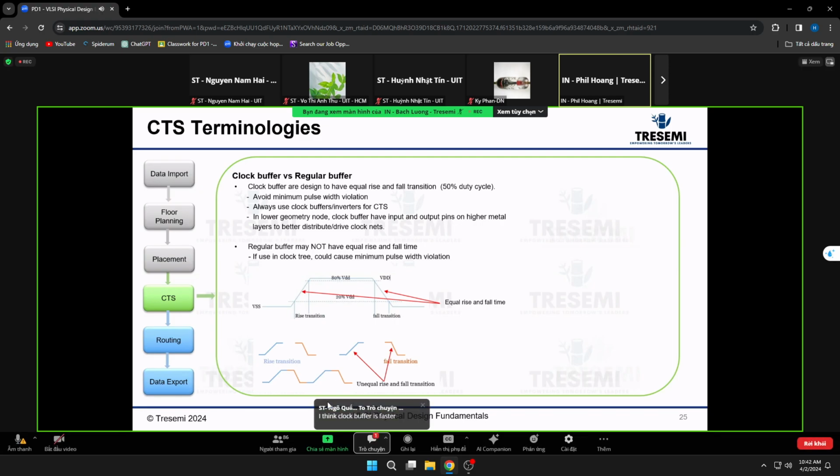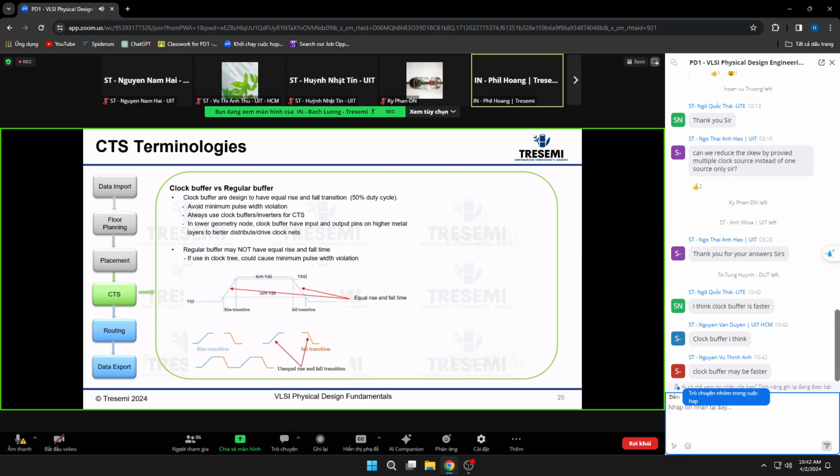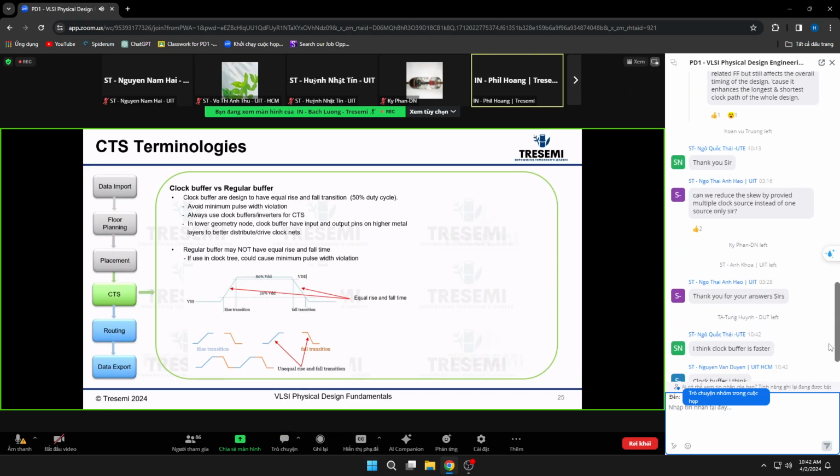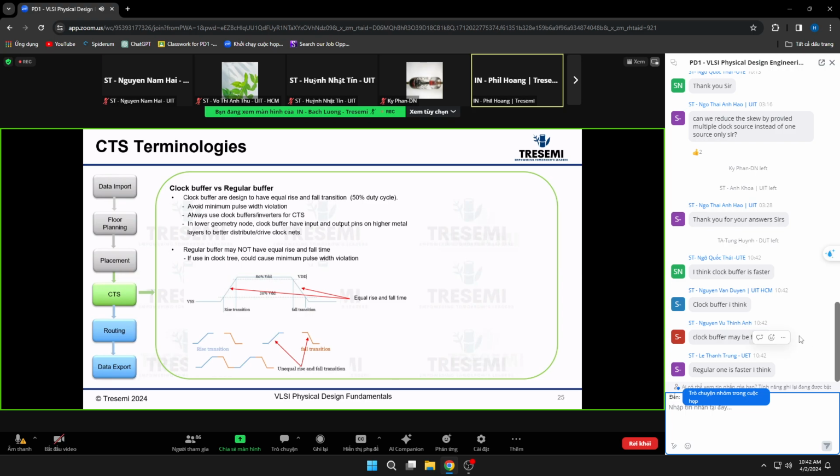Clock buffer is faster. Anybody else? Clock buffer. Clock buffer. Thank you, Nguyễn Vũ Thanh Anh, Nguyễn Văn Duyên. The answer is not. Clock buffers are slower, right? Yeah, so Lê Thanh Trung is right. So the reason is this.